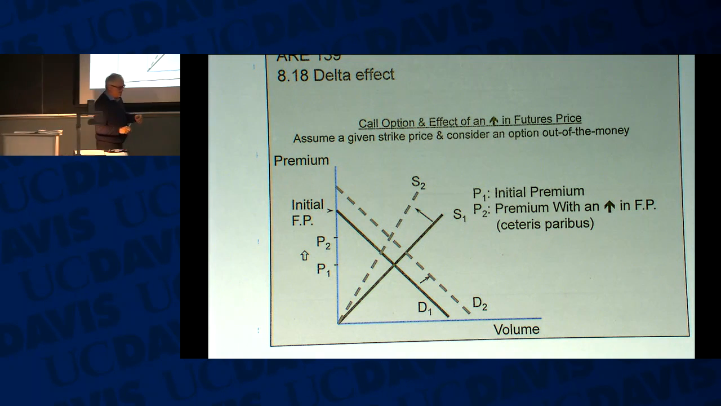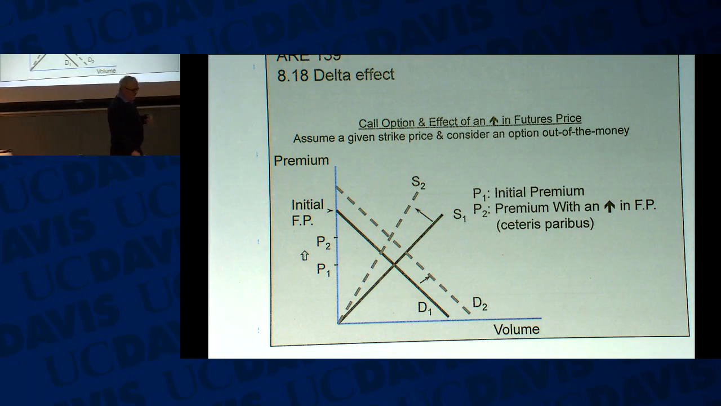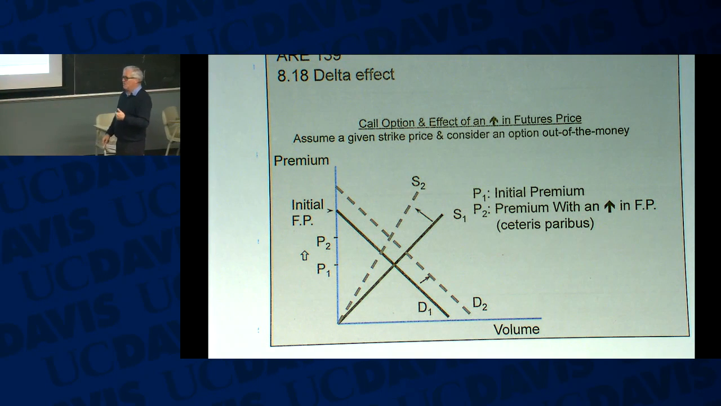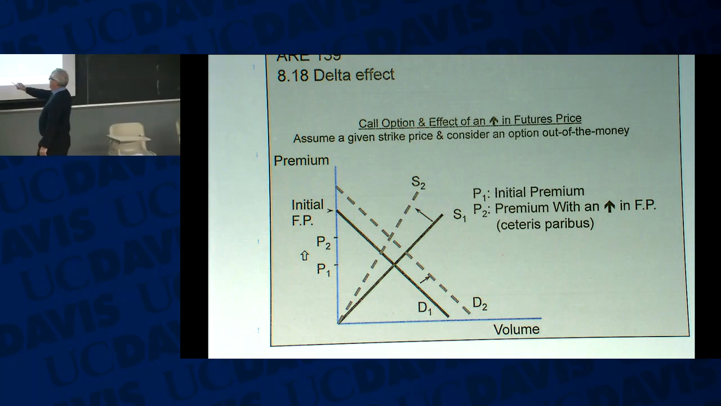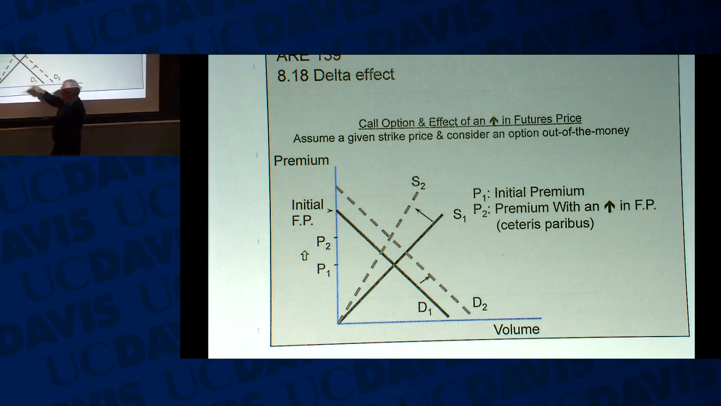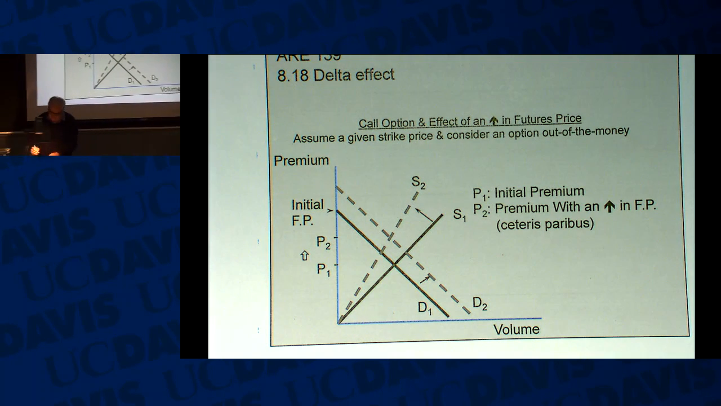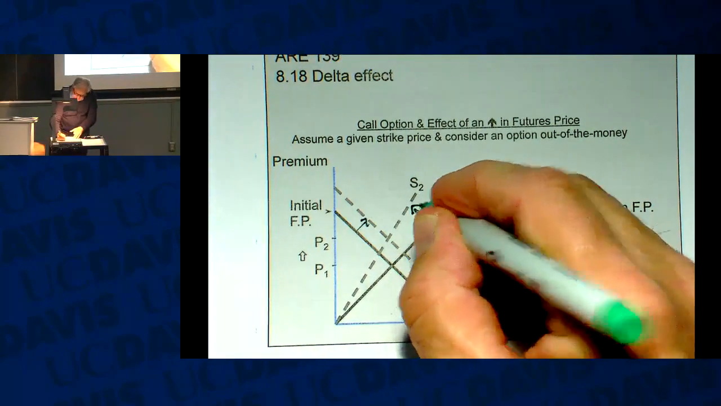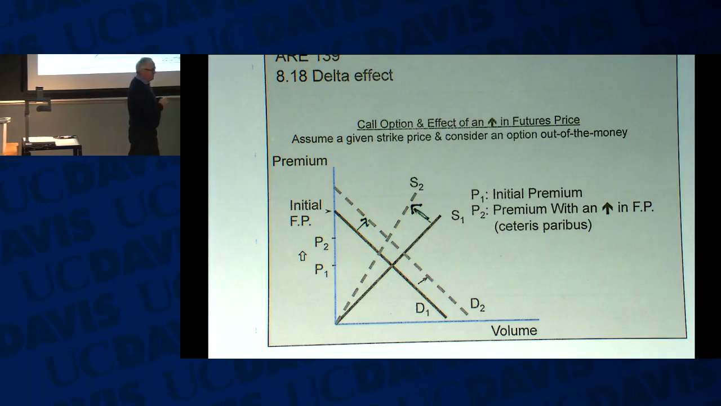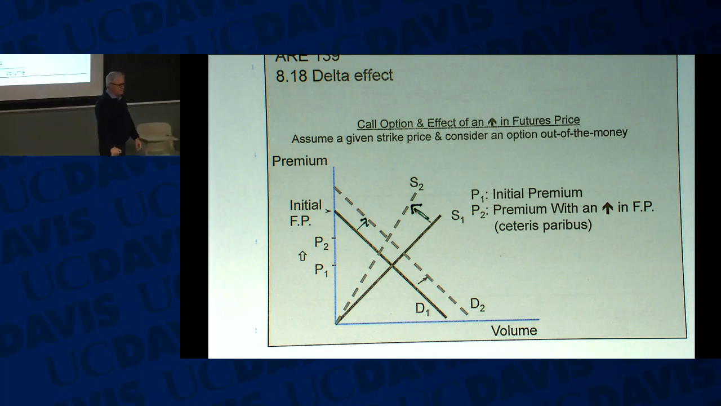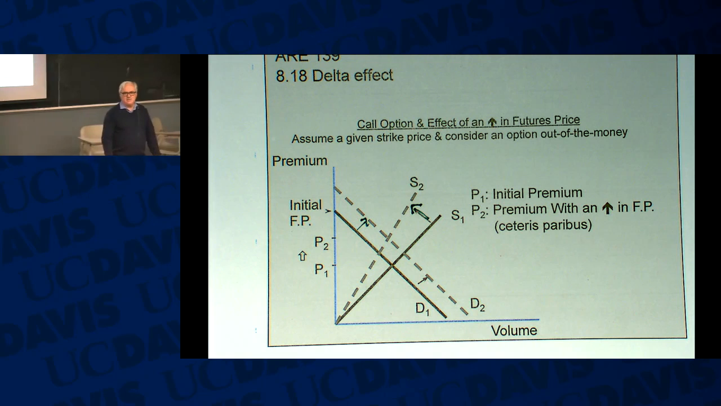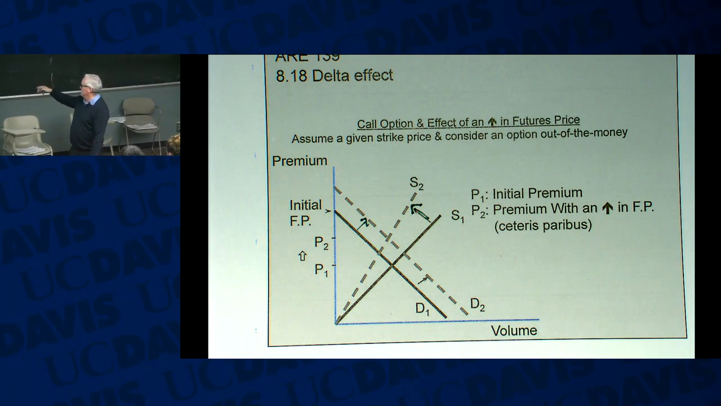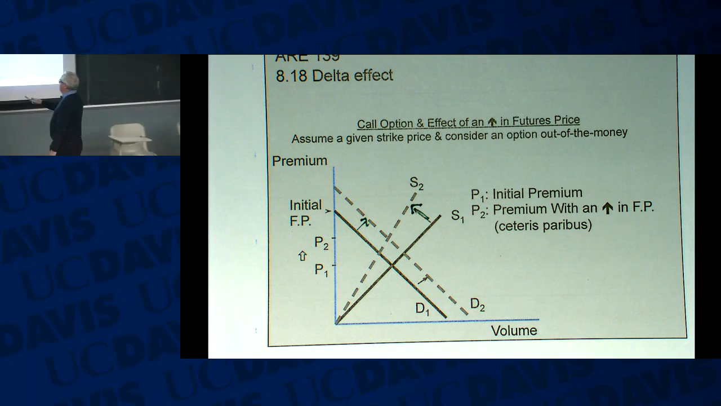And then we ask the question, well, suppose that the futures price increases? So just a few minutes ago, I showed you that table where the futures price was increasing, and I said the premium on the call will rise. Well, this is what's happening. The demand curve shifts to the right, and the supply curve rotates to the left. Now, why is that? Well, the demand curve, the intercept is the futures price. So if the futures price goes up, the intercept's going to increase. So we moved from D1 to D2.